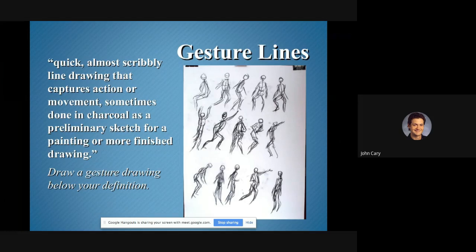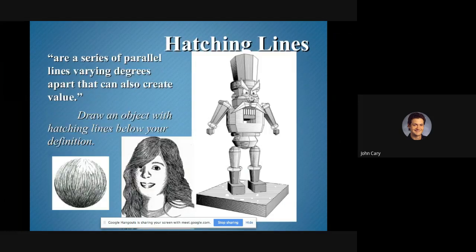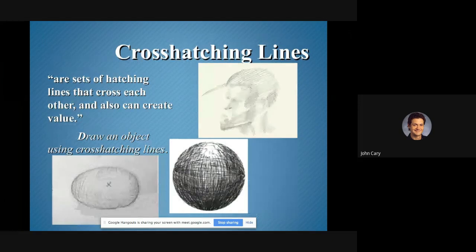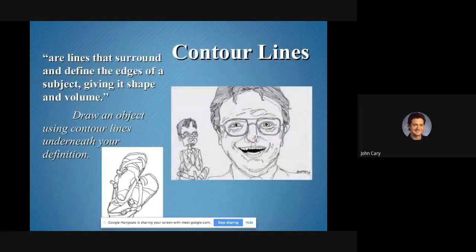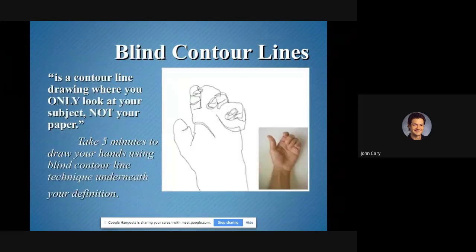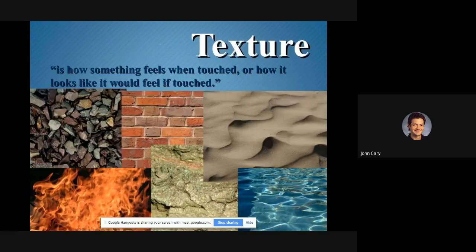Gesture lines are fast and loose. Hatching lines, cross hatching. Contour line, contour is an edge. When you see the outside edge and just follow along the edge. Blind contour is where you don't look at your paper. You only look at the thing that you're drawing. And it's a good exercise to build discipline, to teach you to see things, but the end result might look like this.